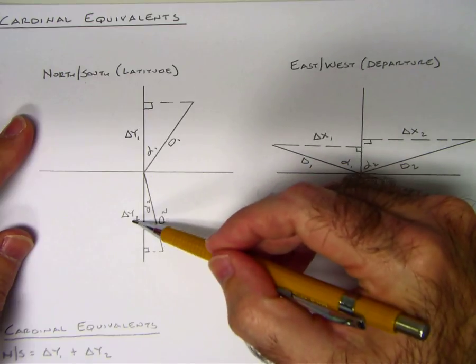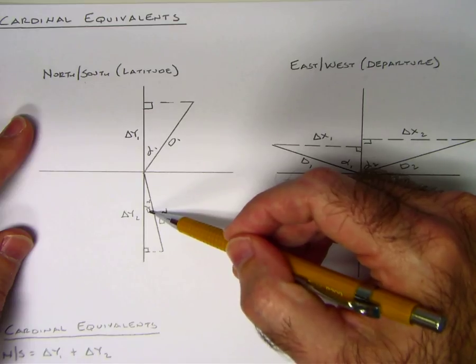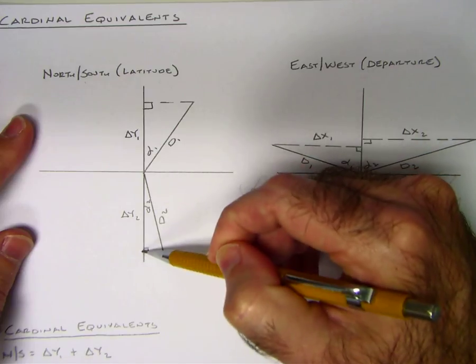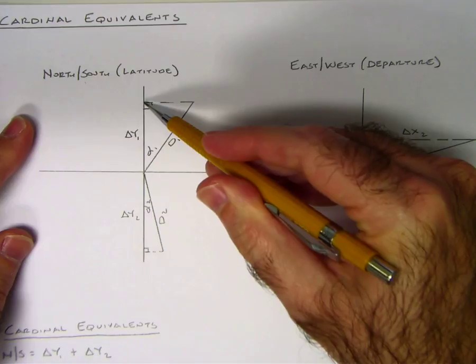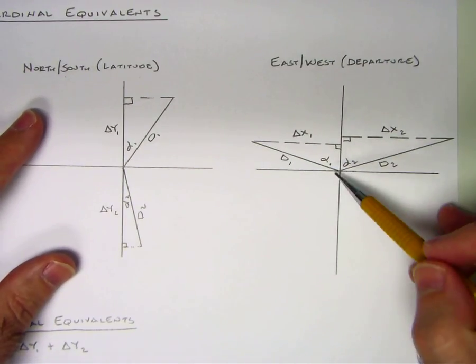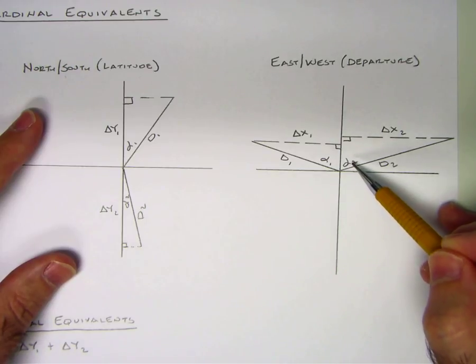It would be the same thing for this triangle, for the southeasterly line. It would be change of y sub 2 equals cosine of alpha sub 2 times d sub 2. And then what you would do is you would have the distance from here to the origin and from the origin to here. And it's a similar concept with east-west lines, except instead of taking the cosine of alpha, you end up taking the sine.